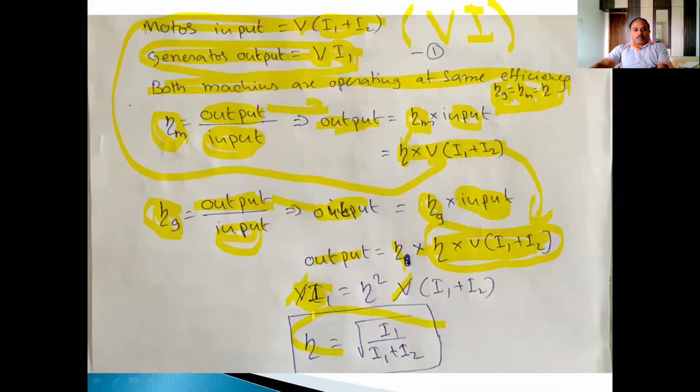So this is the formula for calculating the efficiency: I1 by (I1 plus I2). Here, I1 is the generator current, and I1 plus I2 is the motor current. So general efficiency equals generator current Ig by motor current Im. Motor current means I1 plus I2, the current taken by the motor.